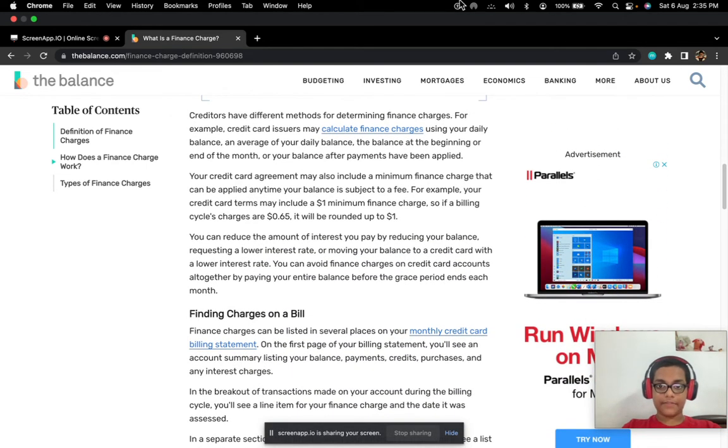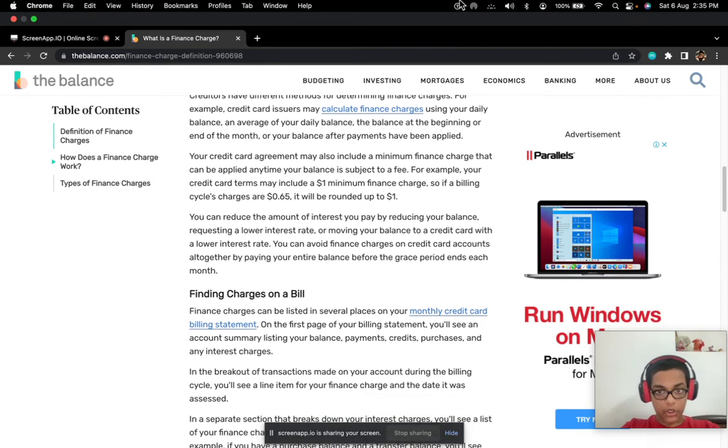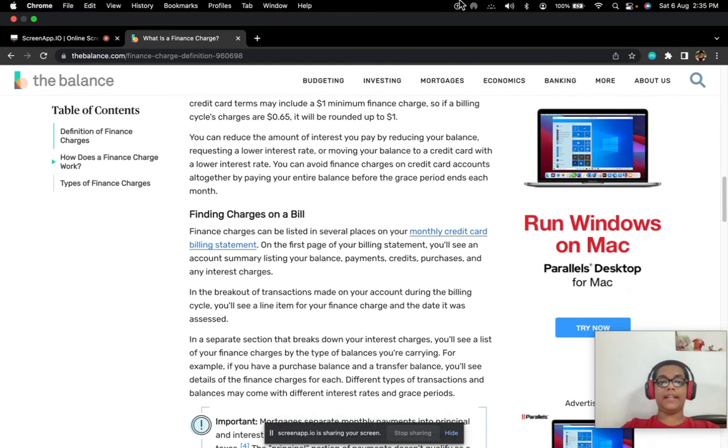Creditors have different methods for determining finance charges. For example, credit card issuers may calculate finance charges using a daily balance, an average of your daily balance, the balance at the beginning or end of the month, or your balance after payments have been applied. Your credit card agreement may also include a minimum finance charge that can be applied anytime a balance is subject to a fee. For example, your credit card's terms may include a $1 minimum finance charge. So if a billing cycle's charge is $0.65, it will be rounded up to $1.